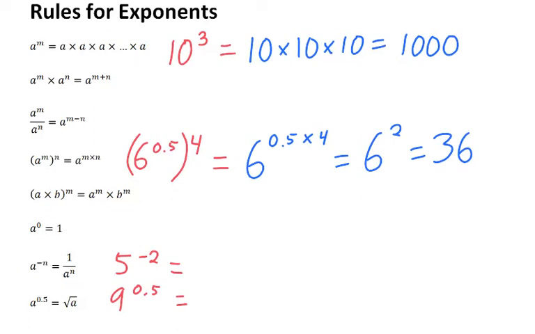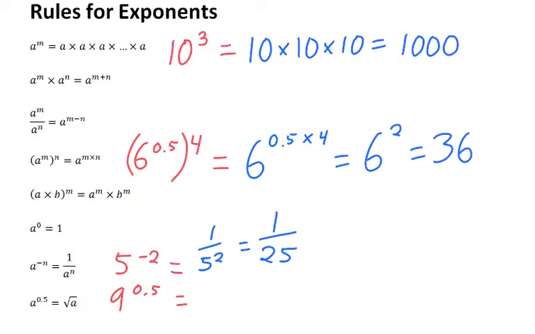Next we have 5 raised to the power negative 2, and the rule just to the left of it says in order to take care of the negative you put it on the bottom like this. And that gives you 1 over 5 squared, which is 1 over 25.